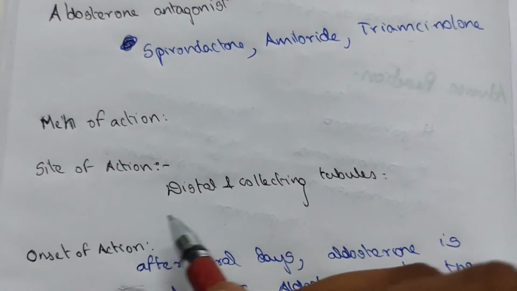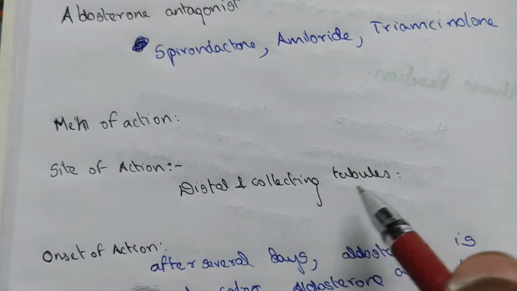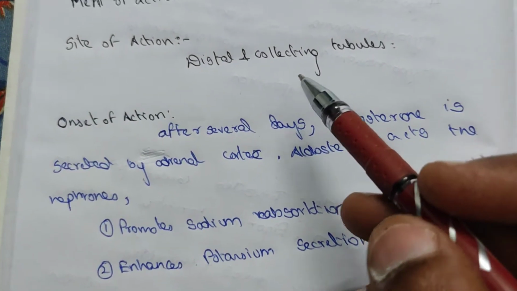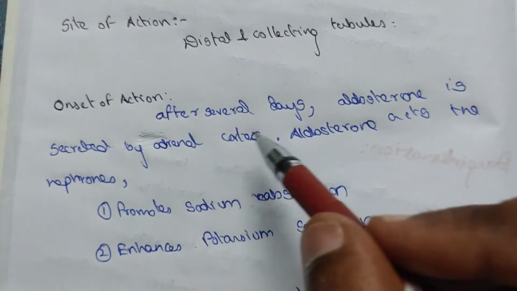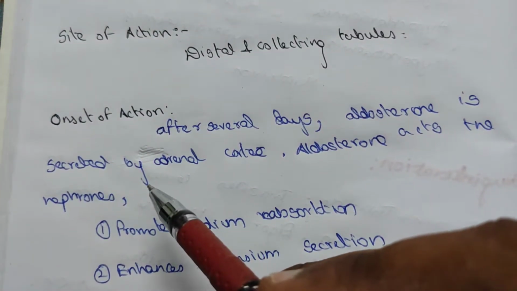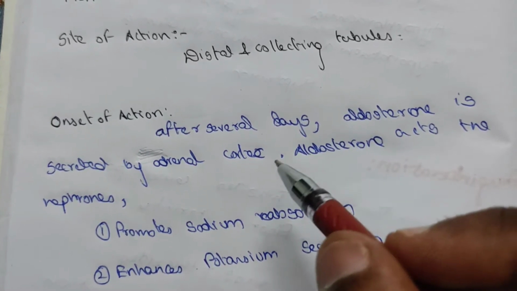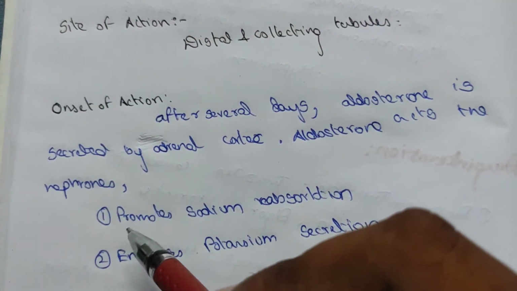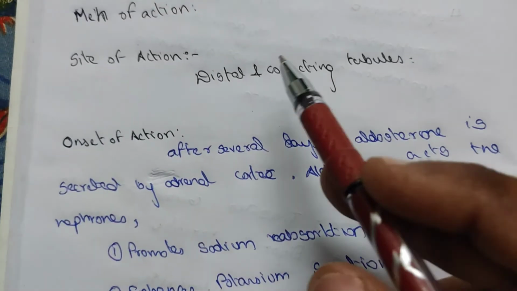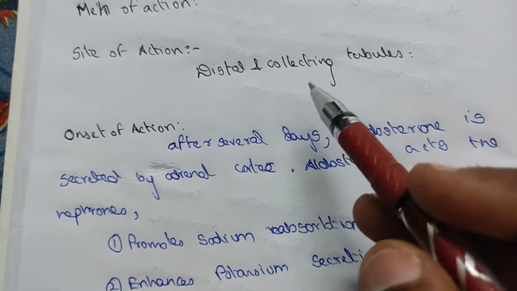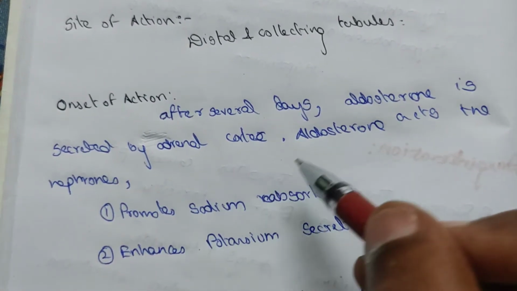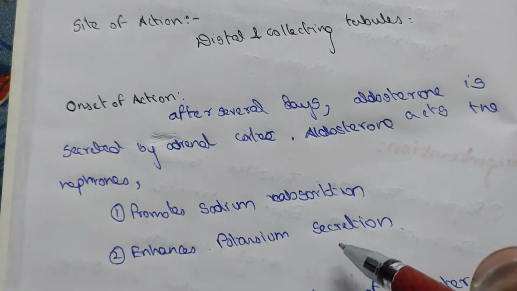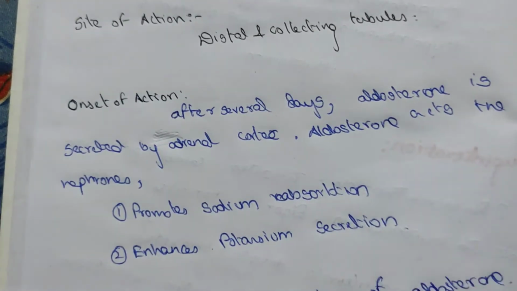Mechanism of action. Site of action is in the distal convoluted tubule as well as the collecting tubule. Onset of action is after several days. The aldosterone is secreted by the adrenal cortex. The aldosterone acts on the distal convoluted tubule as well as the collecting tubules. In that area, it promotes the sodium reabsorption as well as enhances the potassium secretion. These are the two jobs of the aldosterone.